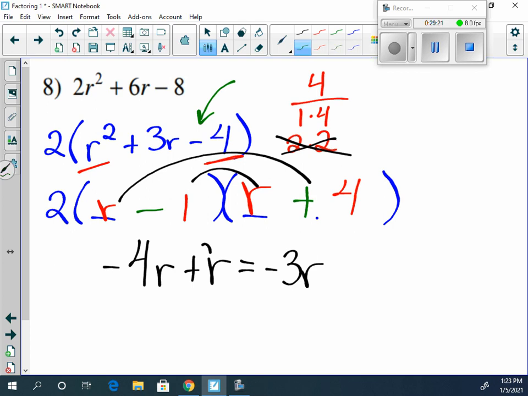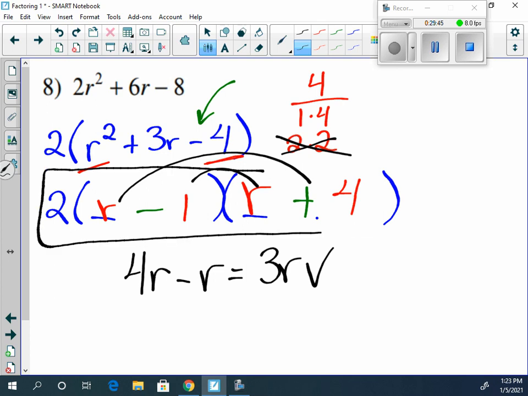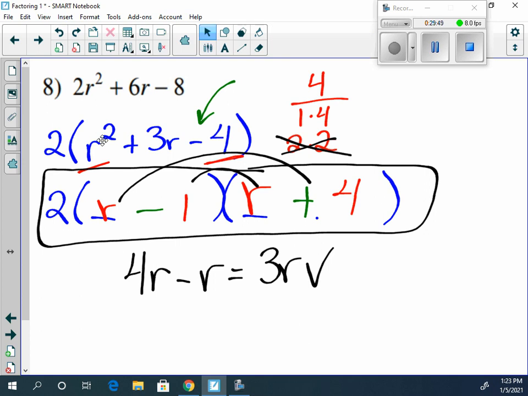So instead of the 1 being positive, it's now negative, and the 4 is going to be positive. So if we check this, well, 4 times positive r will be positive 4r, and negative 1 times r is going to be negative r. So 4r minus r is going to be positive 3r, which is what we wanted. So we get this here. That's it.